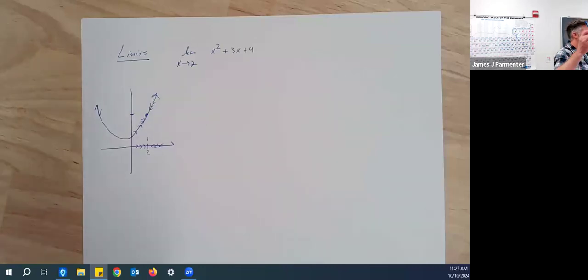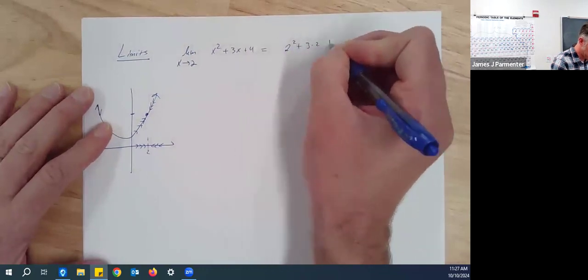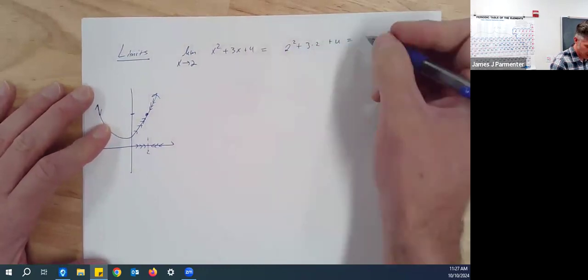But for regular looking functions, we have something called the evaluation theorem. Regular is, I know, not a very good term. I'll expand on that in a little bit. But for functions that look normal-ish, you can just plug in whatever x is approaching. So here we're going to plug in 2 and get 2 squared plus 3 times 2 plus 4, and get 4 plus 6 plus 4, which is 14.